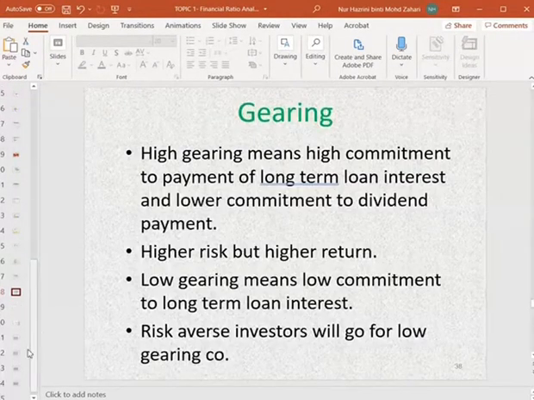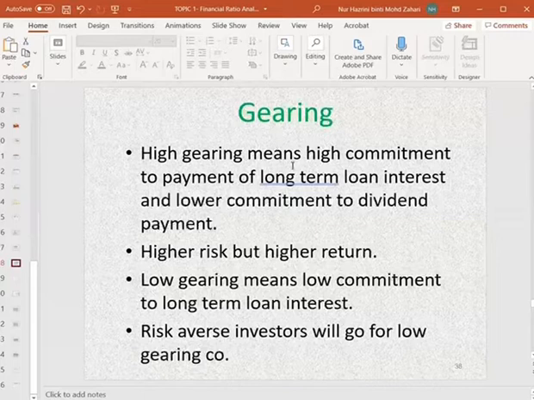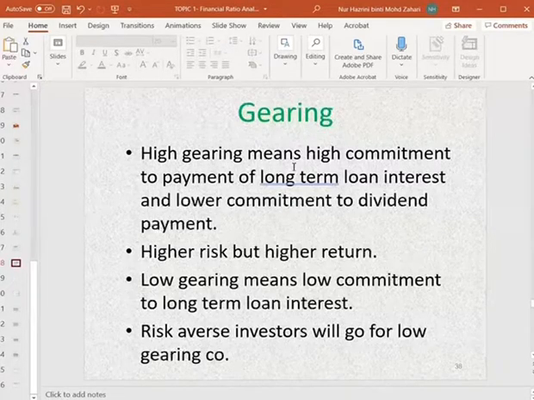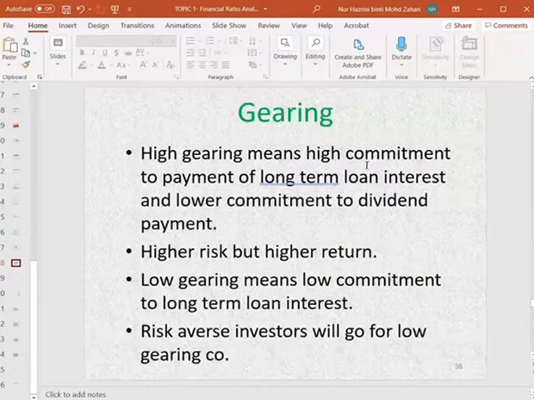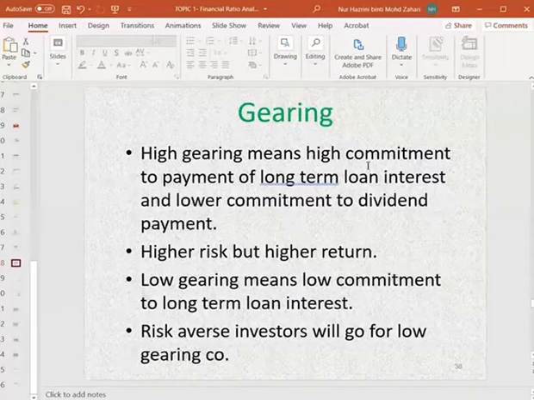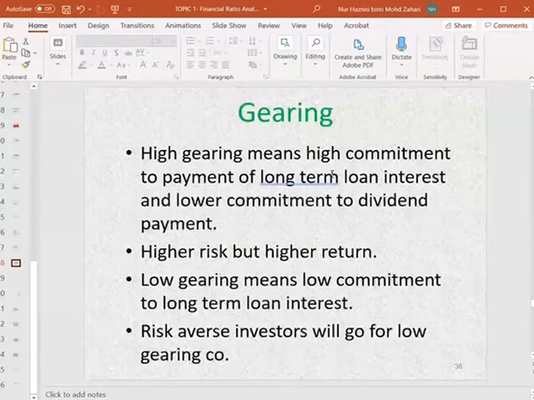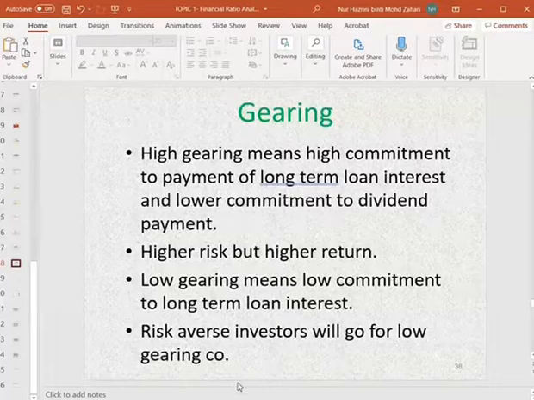Next I will cover gearing. Gearing means your commitment, how high your liability is. High gearing means high commitment. A high gearing company is a company having a lot of liability, a lot of long-term loans, and a lower commitment to dividend payment.